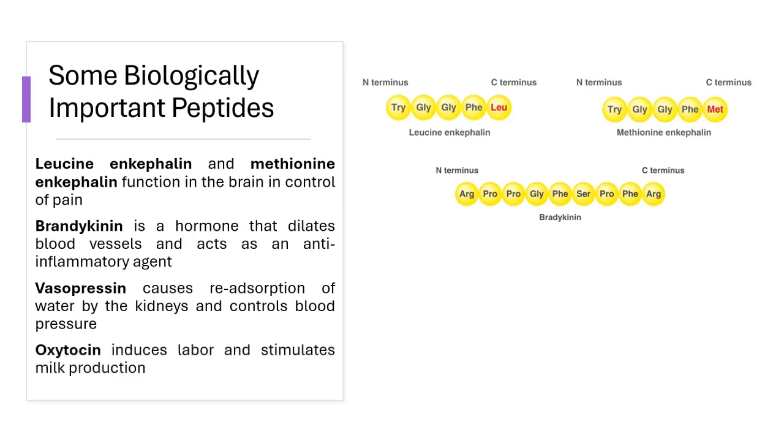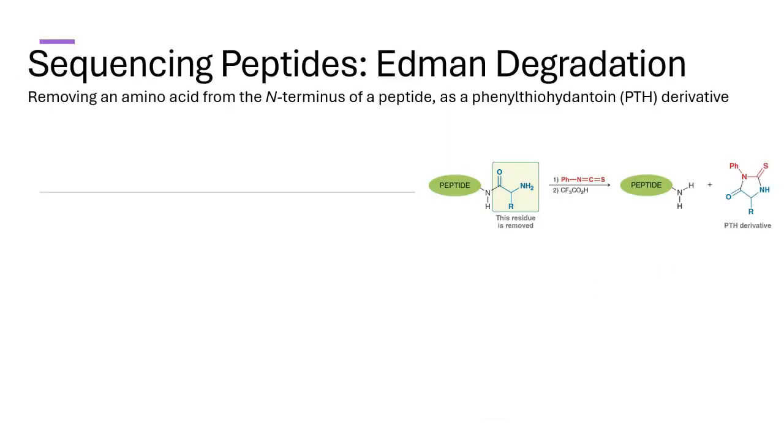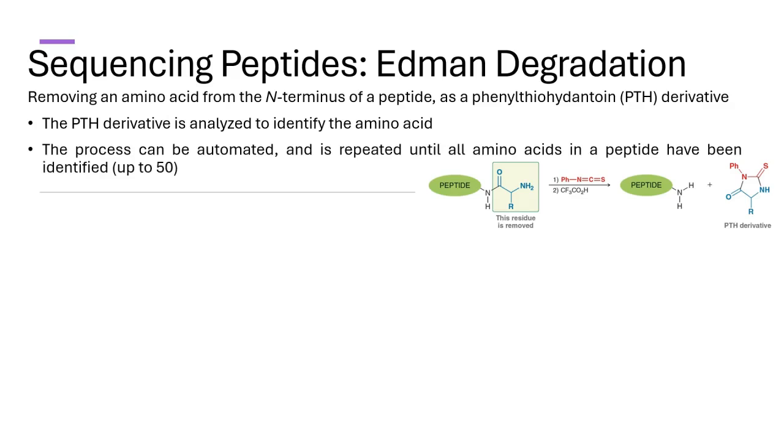Sequencing peptides via the Edman degradation. Removing an amino acid from the N-terminus of a peptide will result in a PTH derivative. The PTH derivative is analyzed to identify the amino acid. This process can be automated and is repeated until all the amino acids in a peptide have been identified. The mechanism for the Edman degradation is shown here below. Make sure that we understand that Edman degradation allows us to identify the N-terminus amino acid.